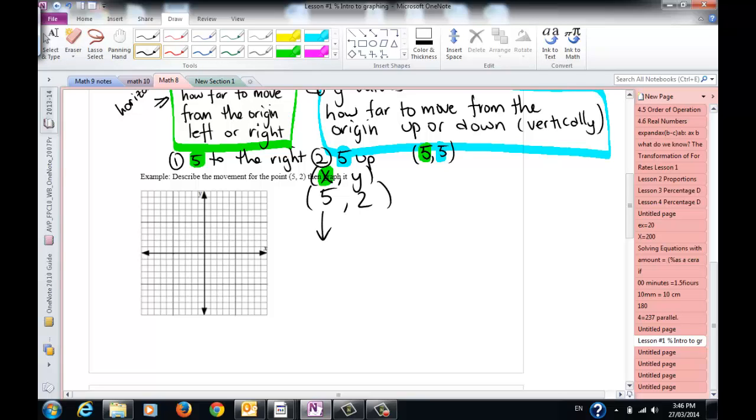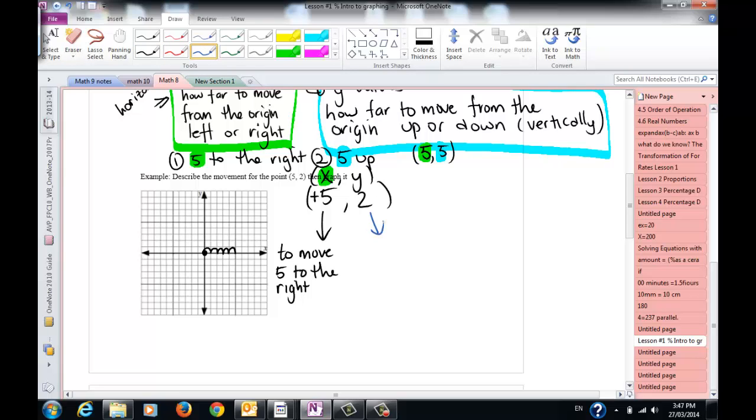So the 5 is actually telling me, now remember, x is horizontal movement, so it's telling me to move 5 to the, and because there's an invisible plus symbol in front of here, it's telling me to move in the right direction. So move 5 to the right. So if I started, always start at my origin, and I'm going to go 1, 2, 3, 4, 5. So that's what it's told me to do so far.